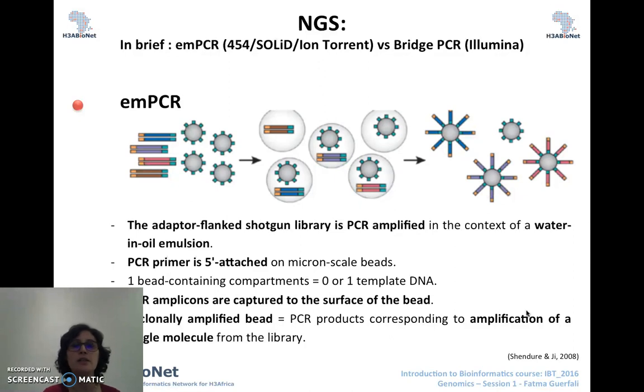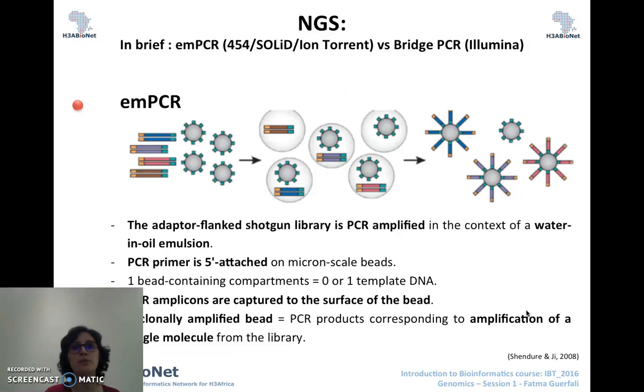So basically this is the emulsion PCR technology. We have here a library that is also, as in the previous one, adapter-flanked. We will be seeing the details of the technology and why we need to have adapters. But the PCR amplification is now done not on a flat support, like the flow cell that we saw previously, but in the context of a water-in-oil emulsion.